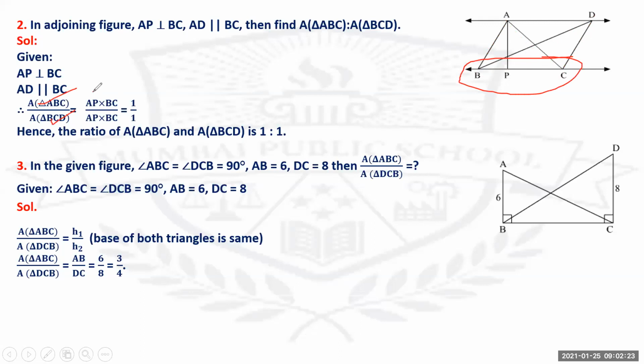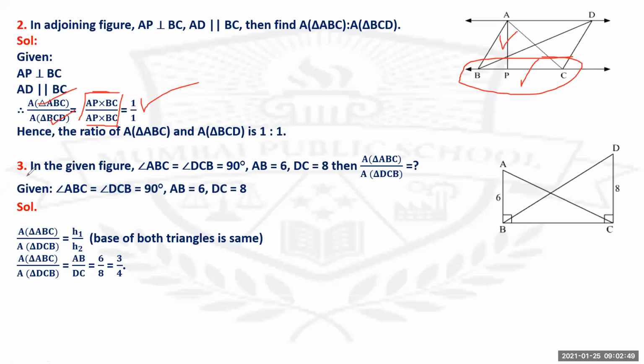So for these two triangles ABC and BCD, I've written AP into BC and AP into BC. This is just for the understanding. As I've explained, you're going to get this height and the base equal. So when height and base are equal, the ratio is equal to 1.